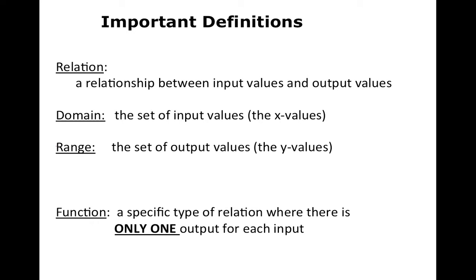Now we'll define a function. A function is a specific type of relation where there is only one output for each input. In other words, each x value only produces one y value. Notice a function is a type of relation. That means there can be other types of relations which are not functions.